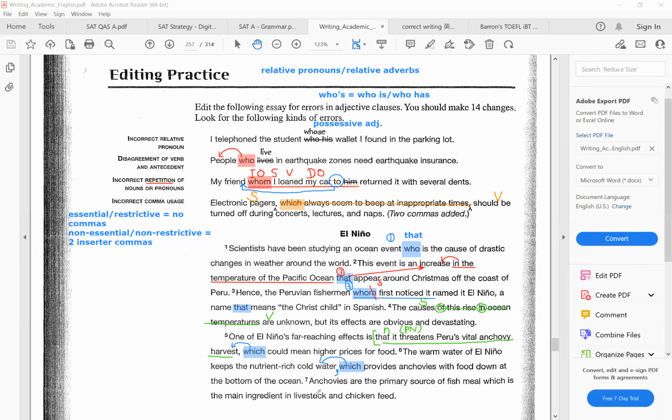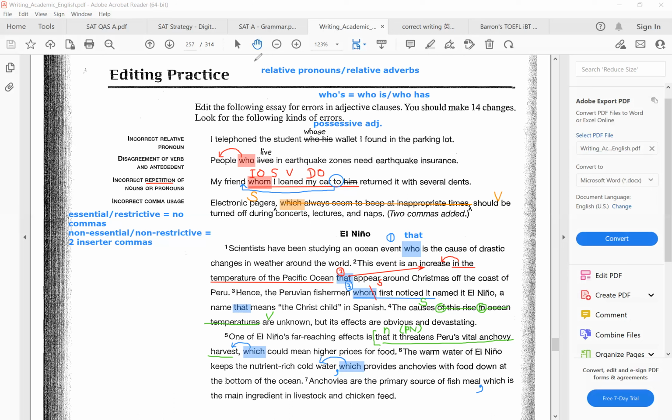Okay. And anchovies are the primary source of fish meal, which is the main ingredient in livestock and chicken feed. So this is the same thing, right? We're talking about anchovies. So I don't like the way they organize this sentence because as you can see here, what is the main ingredient in livestock and chicken feed? It should be talking about anchovies.